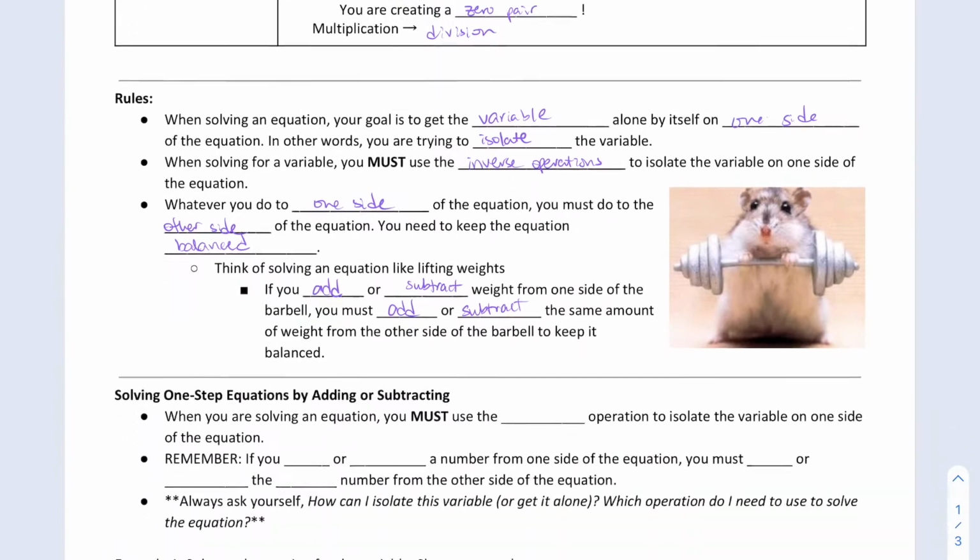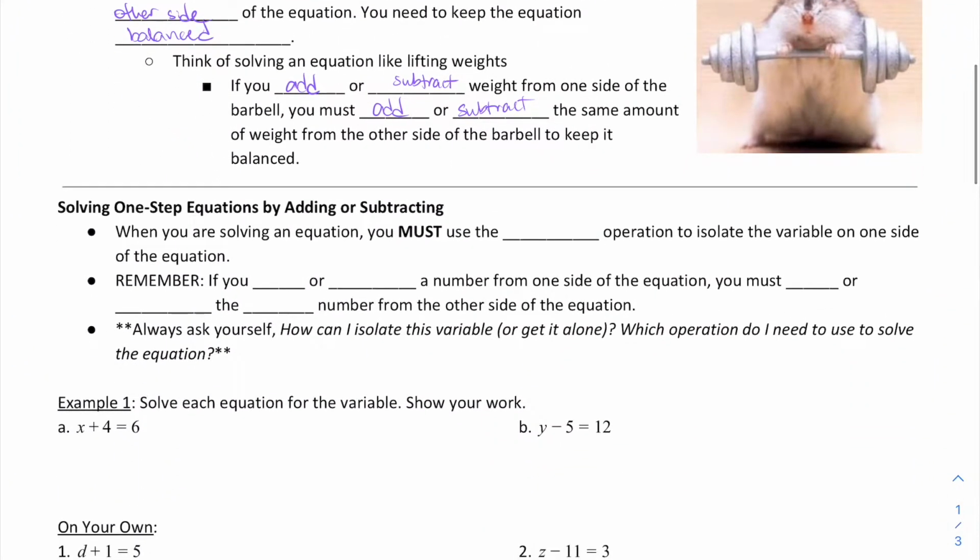Okay, so now let's move on to solving one-step equations using addition or subtraction. Once again, you must use inverse operations to isolate the variable on one side. Same thing: if I add or subtract a number to one side, you must add or subtract the same number from the other side of the equation. Always ask yourself, how can I isolate this variable or get it alone? What operation do I need to use to solve the equation?